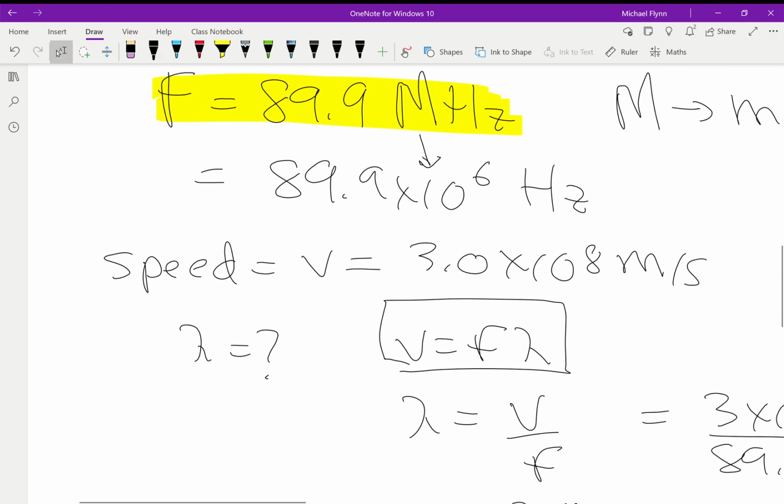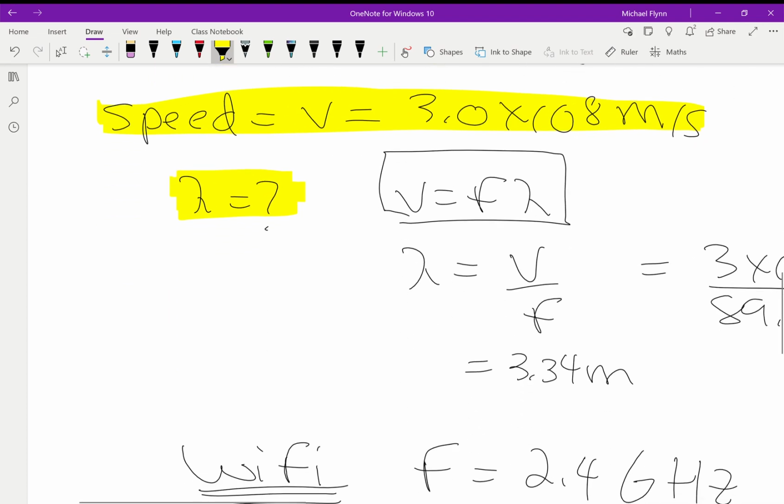Now all light travels at a known speed of 3 times 10 to the 8 meters per second through the air. So it's 300 million meters per second. Light is very fast. So now my question for you is, what is the wavelength of these waves coming from that radio tower? How long are those waves? So let's use the universal wave equation to find out.